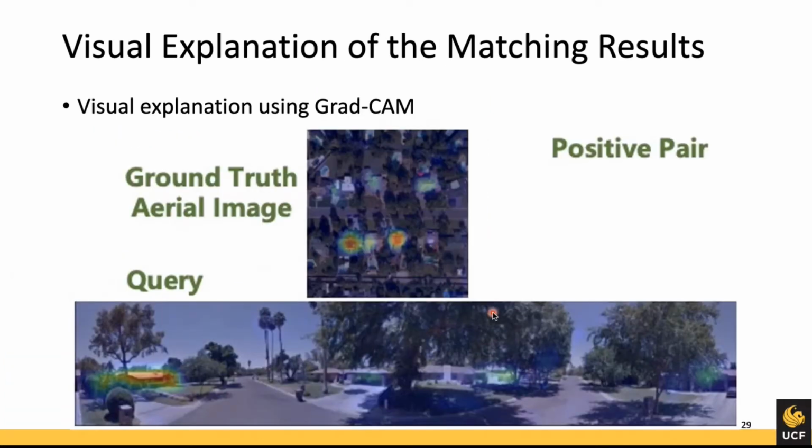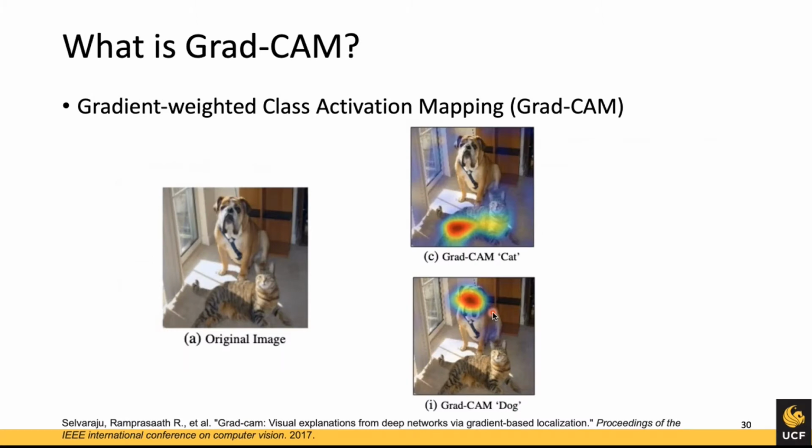And we also did some visual explanation of the matching result using a technique called Grad-CAM. Grad-CAM stands for gradient-weighted class activation map. Basically, this is commonly used to explain your deep learning model for classification, right? So if I have a classification model and it makes a decision that this is a cat, Grad-CAM is able to highlight which pixels contribute the most to the decision of a cat, right?